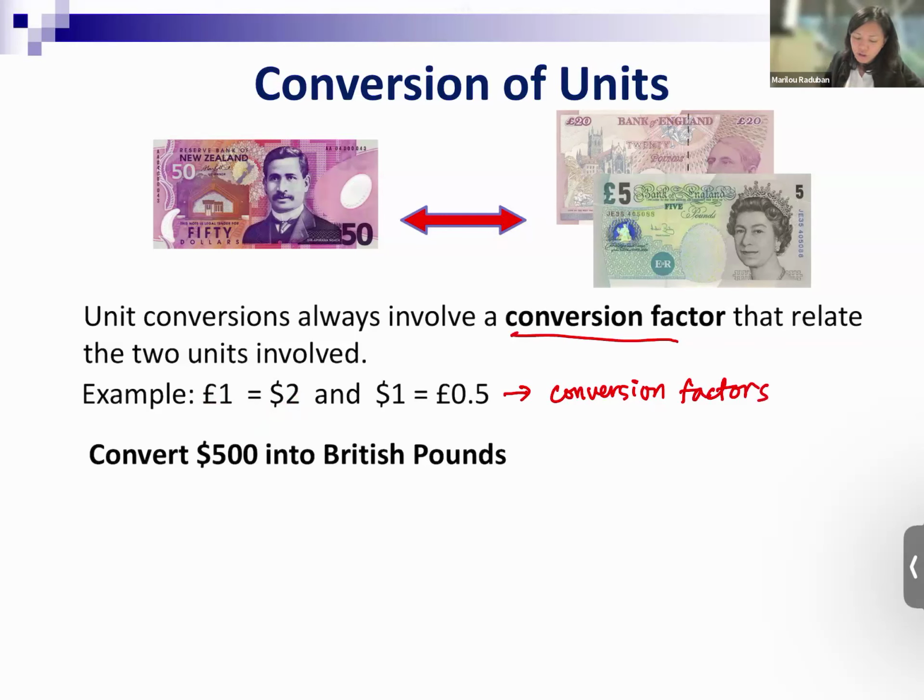So we want to convert New Zealand dollars to British pounds. We need to know how many New Zealand dollars there are in a British pound, or how many pounds there are in a New Zealand dollar. The conversion factor is necessary for us to be able to convert one quantity into another. Say, for example, we want to convert 500 New Zealand dollars. How many British pounds do we have in 500 New Zealand dollars?